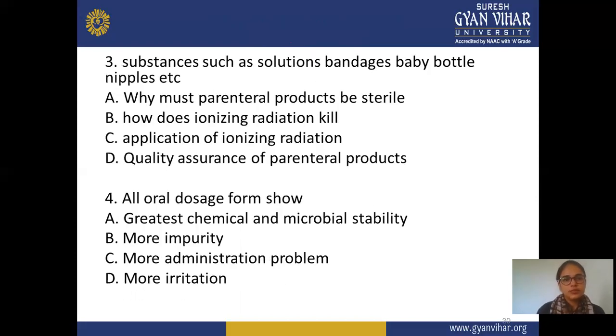Third question: substances such as solutions, bandages, baby water, nipples, etc. must be sterile as parenteral products. How does ionizing radiation kill? C is the application of ionizing radiation. D is the quality assurance of the parenteral product. These are the four options for the third question. Fourth question: all oral solid dosage forms show A, the greatest chemical and microbial stability. B is more impurity. C is more administration problems. D is more irritation.